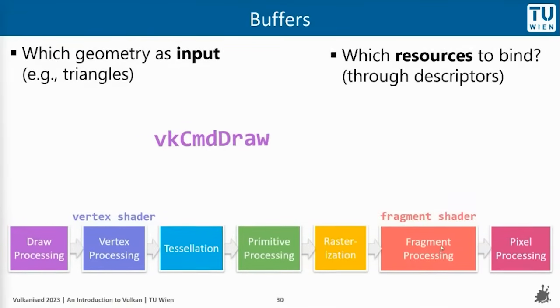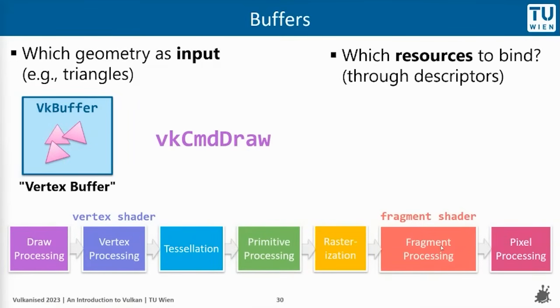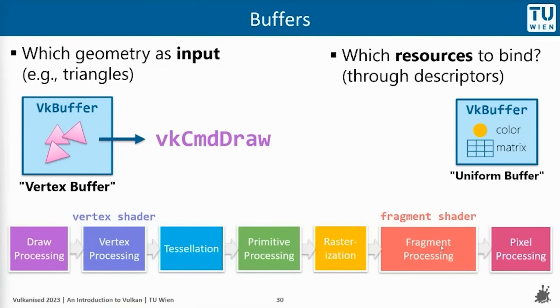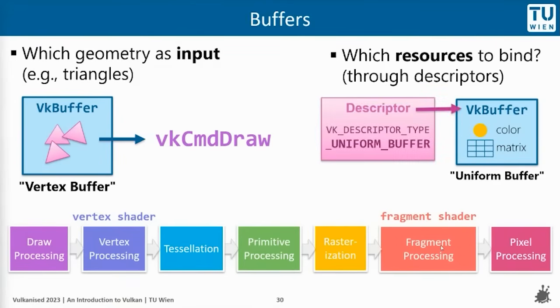How are those buffers bound differently to such a draw call? So the input geometry is, so to say, bound directly to a draw call. When we record a draw call into a command buffer, then we bind the vertex input buffers, so to say, directly. So the following draw call uses them directly, but the resources that we are using in shader programs are not bound directly. We have to bind them through descriptors. So shader programs using descriptors.